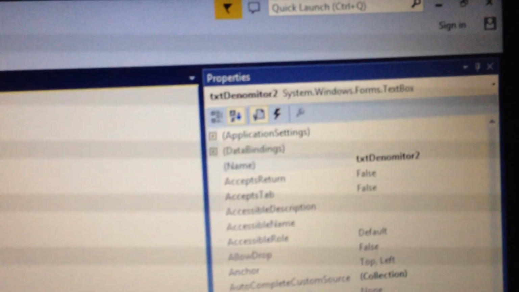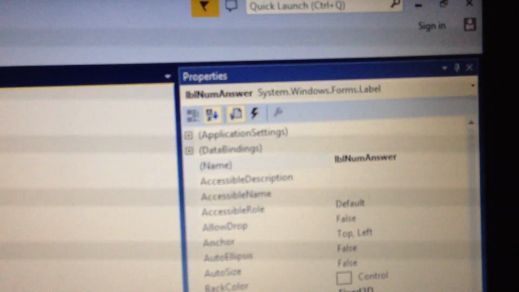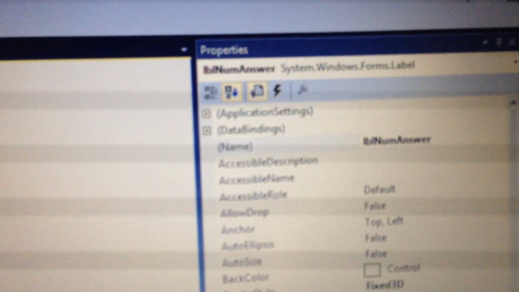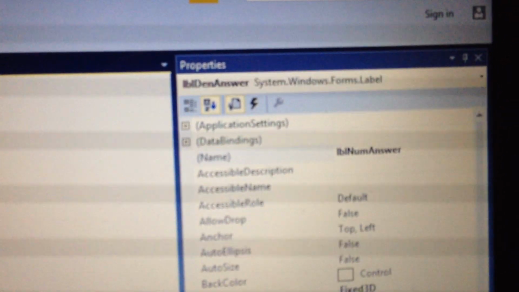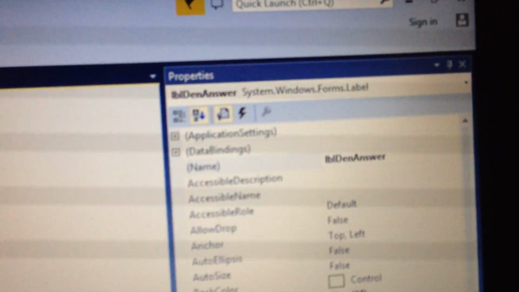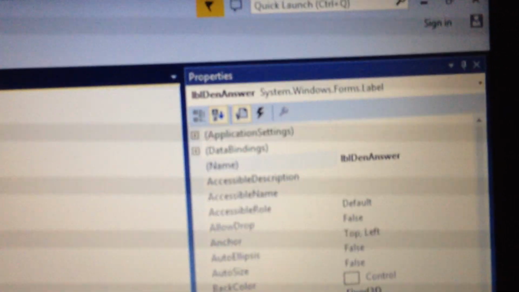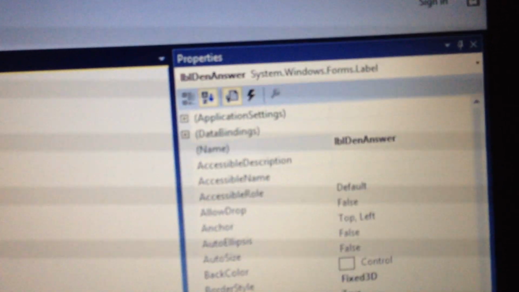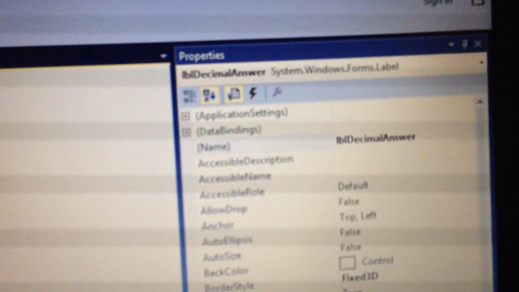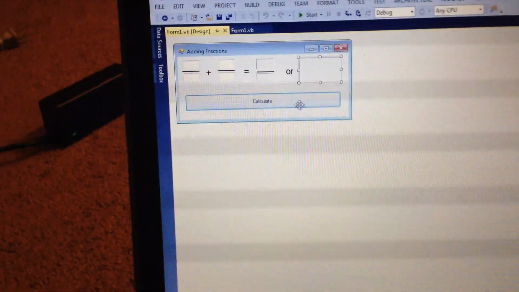Now for the answers, we have lblNumAnswer. Num stands for numerator. Okay, now we have lblDenAnswer. Den stands for denominator. And for the decimal form, we have lblDecimalAnswer. Alright, so let's go ahead and take a look at this program and see what we have here.